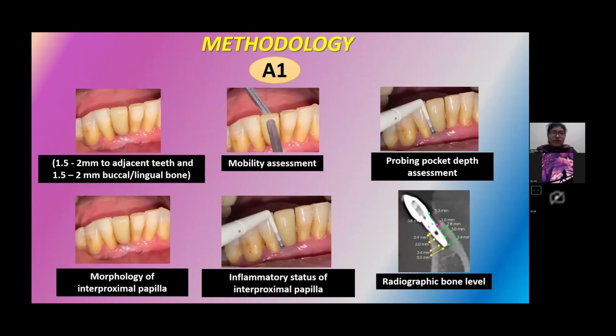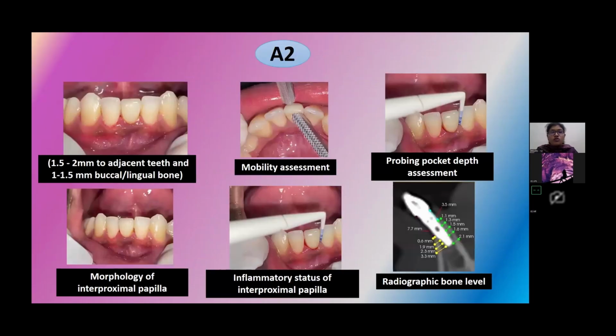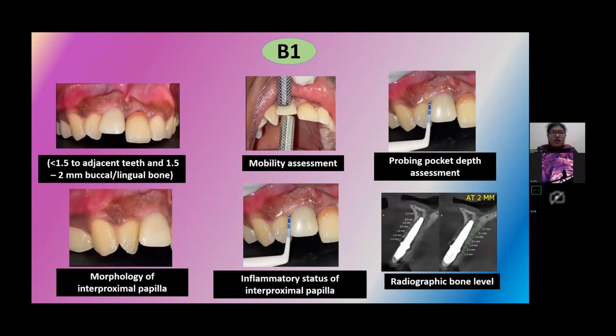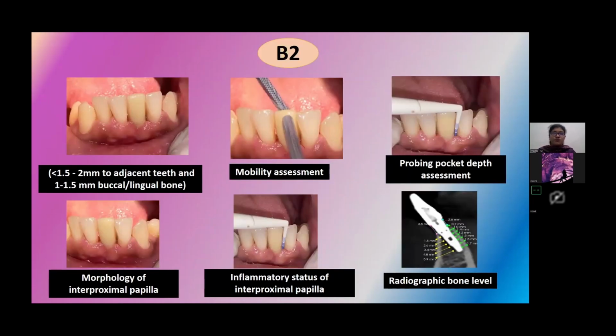This is the methodology of A1, where the mobility is assessed, along with probing pocket depth, morphology of the interproximal papilla, inflammatory status of the interproximal papilla, and the radiographic bone level using CBCT. These are the photographs of A2, these are B1 and B2.